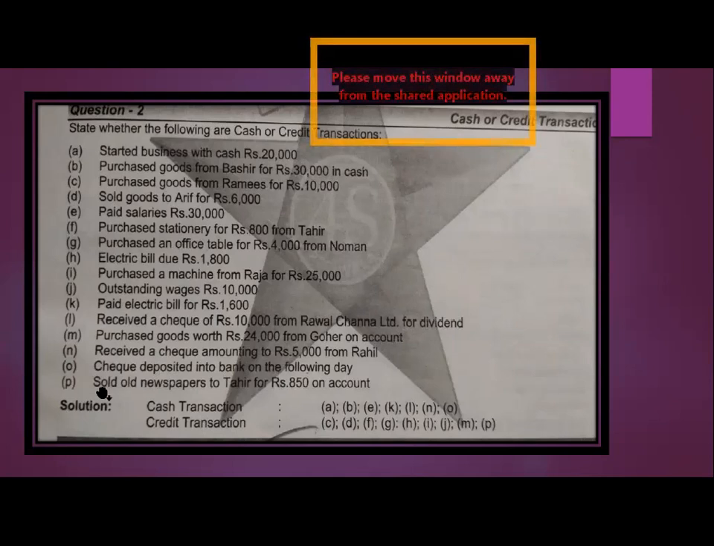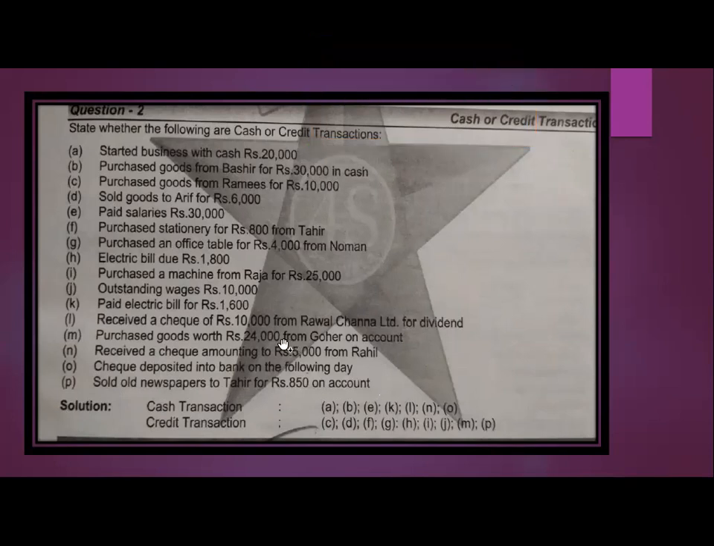अगर मैं पी देखूं आपका, सोल्ड ओल्ड टाइप राइटर टू मिस्टर ताहिर फॉर ₹850 ऑन अकाउंट, ठीक है. तो यहाँ पे ऑन अकाउंट का वर्ड मेंशन है, इट मींस ये तो आपकी होगी ही क्रेडिट ट्रांजेक्शन. लाइक हियर यू कैन से परचेज गुड्स वर्थ 24,000 फ्रॉम गौहर ऑन अकाउंट. जिसमें ऑन अकाउंट ऑन क्रेडिट है वो तो आपने फॉरन से ही क्रेडिट ट्रांजेक्शन कर दिए. समझना क्या है, आपने जी को समझना है.